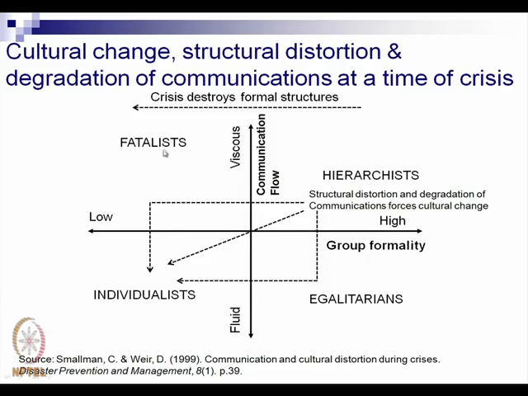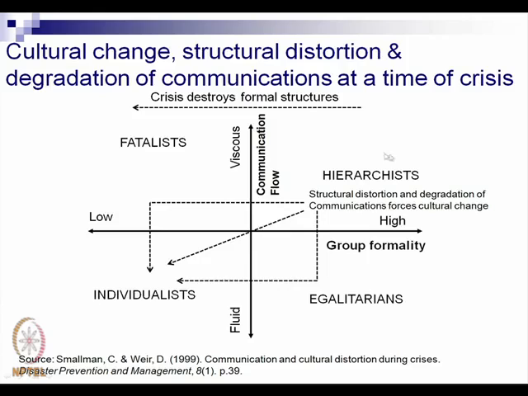Fatalists are low on group formality, and the communication doesn't really reach them as smoothly as it should. Hierarchists, the communication flow is viscous, but they are very high on group formality, so they are integral parts of the group. Egalitarians are where the communication is fluid and there is high group formality, everybody is high and all these high pedestals are together.